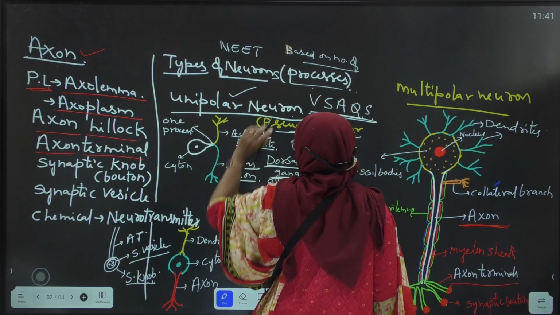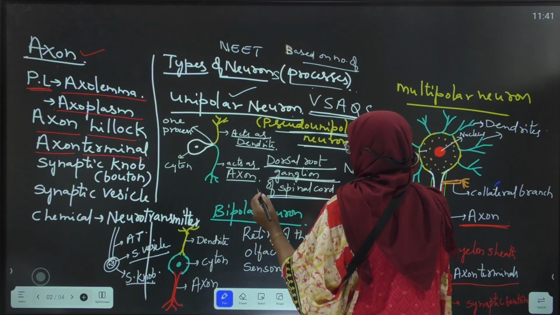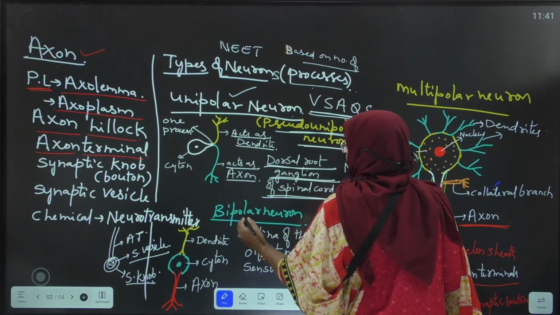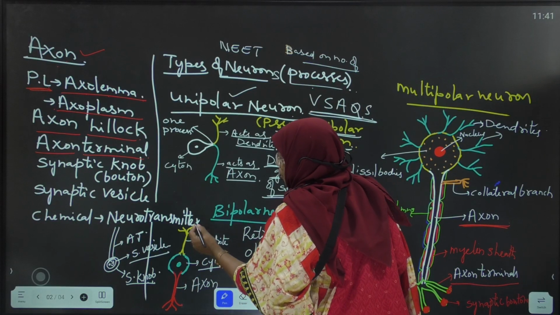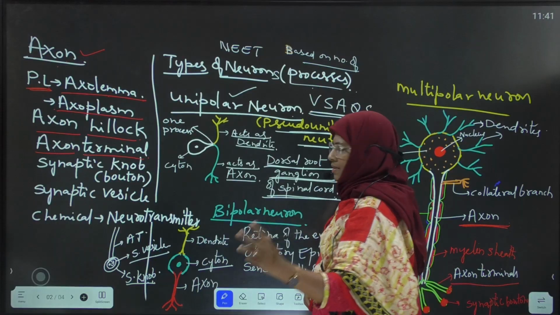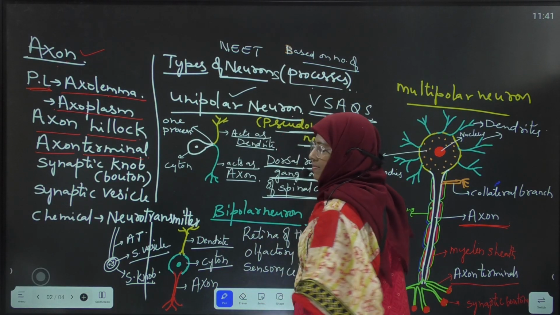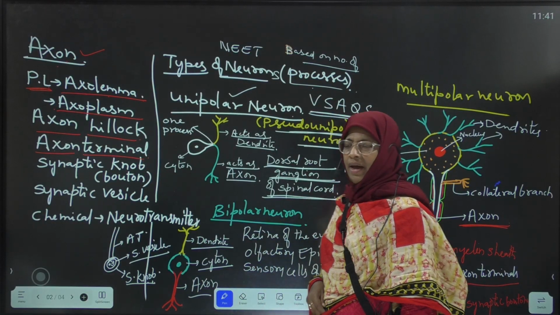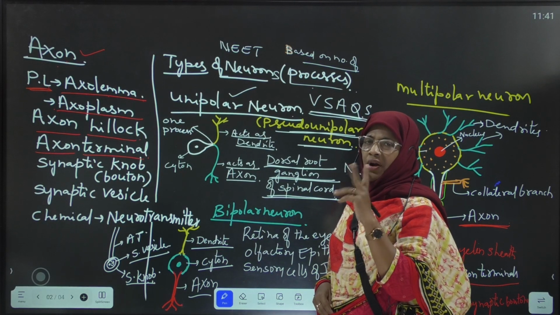EAMCET. Next, now we will discuss the bipolar neuron. Here bipolar neuron means the cyton consists of 2 processes. From the cyton, 2 processes arise. In that, one process is called dendron and another process is called axon. From the cyton, how many processes arise? 2 processes.